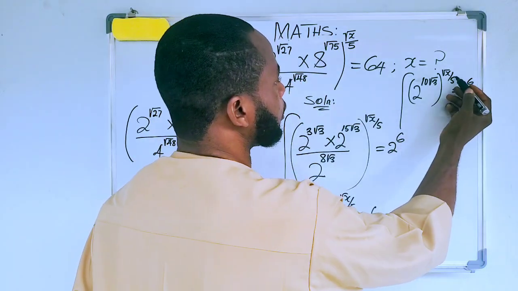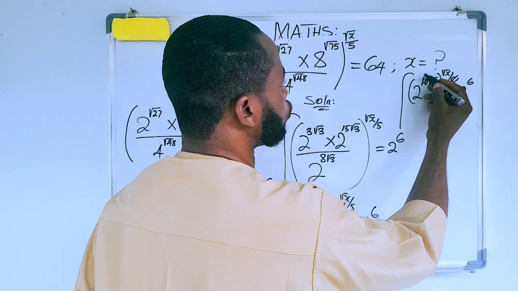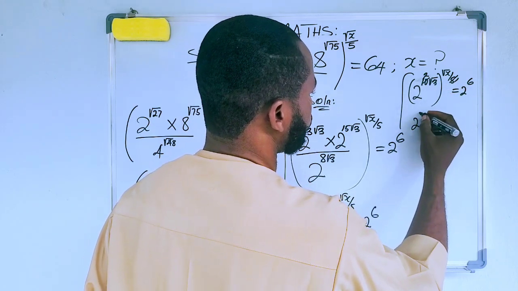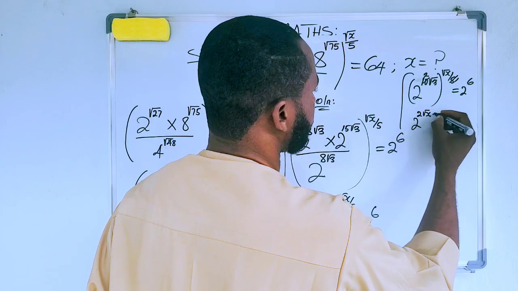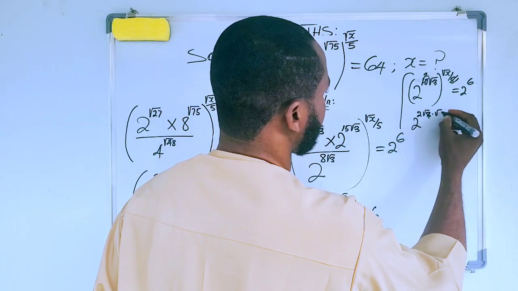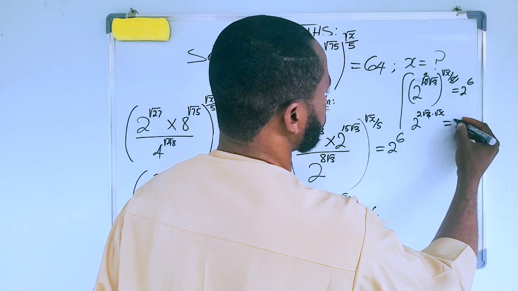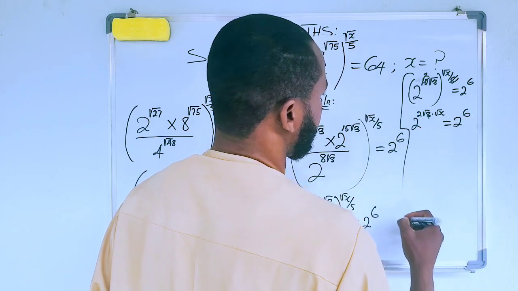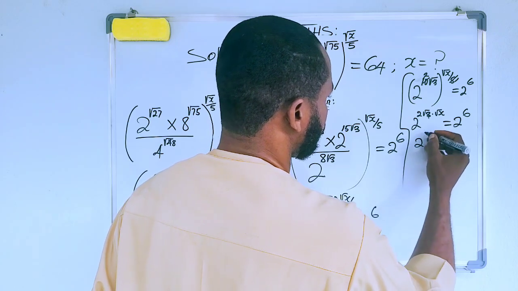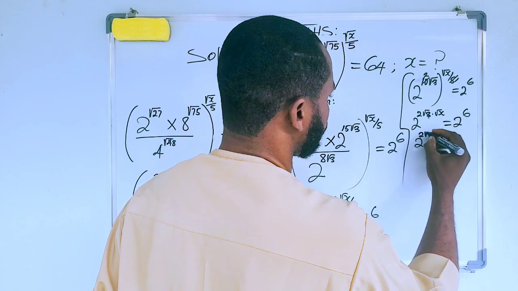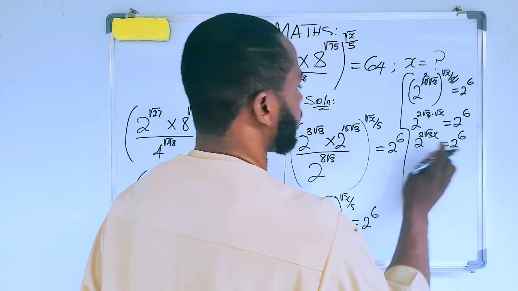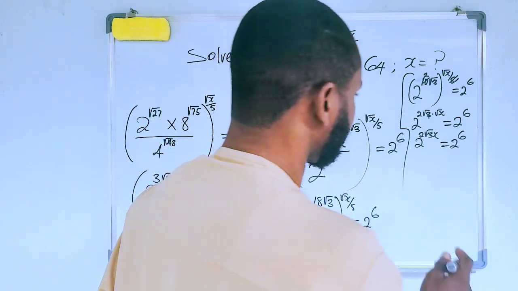Then right here, 5 will divide into 10, 5 into 10 is 2, and we have 2 to the power of 2 root 3 multiplied by root x equals 2 to the power of 6. We multiply this out, and we have 2 to the power of 2 root 3 x equals 2 to the power of 6. Now they have the same base.